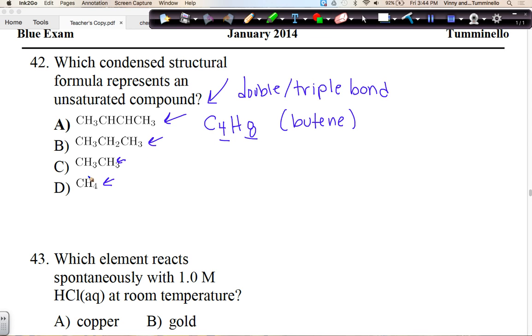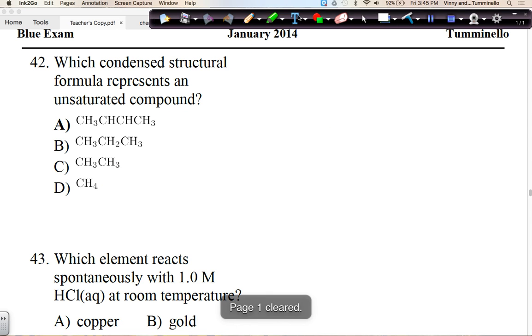For each of these, C3H8, C2H6, and CH4, for each of these, it's CnH2n+2. These are all alkanes. Alkanes are saturated. Single bonds represent saturated hydrocarbons.